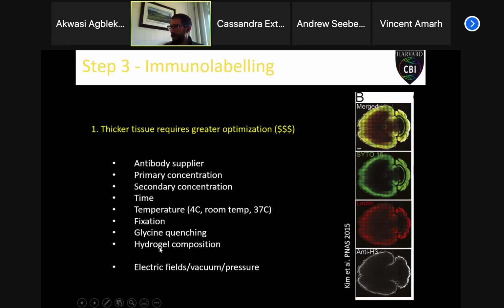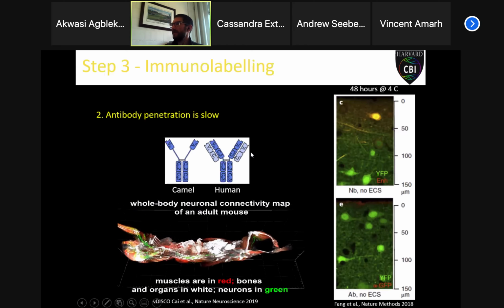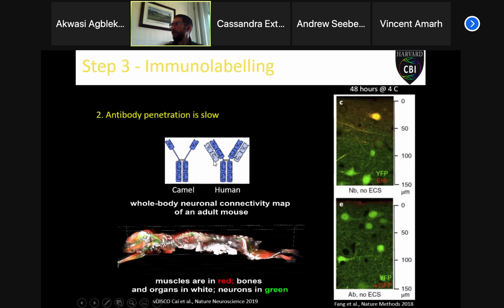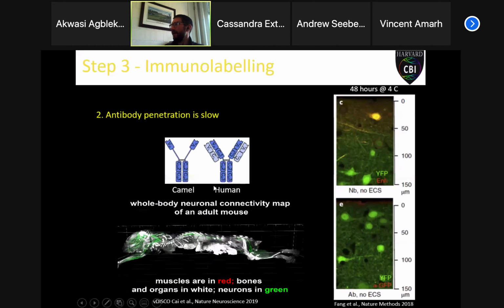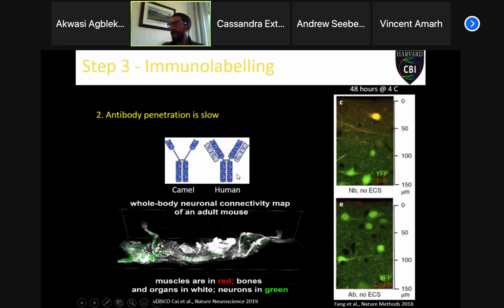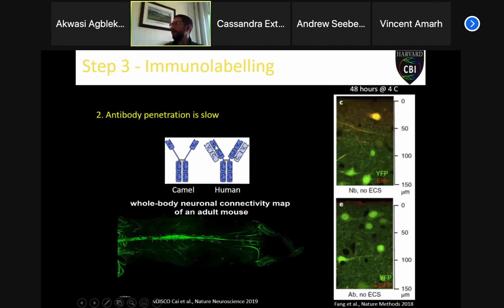And most of these revolve around using an electric field to pull that antibody through. Another way to do it is to just use a different type of antibody. So human antibodies are very large. Same with rabbit and goat antibodies, which is what we're often using.